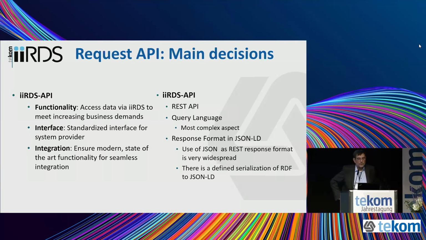The response format was more or less easy again, because we could take a widespread standard, JSON linked data or JSON-LD, because many implementations and many libraries are using it at the moment. There's a defined serialization of RDF, so it's easy and straightforward to transform our RDF graph-based metadata and structures to a JSON-LD structure.